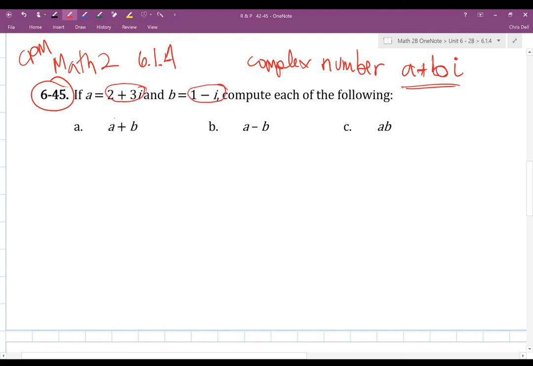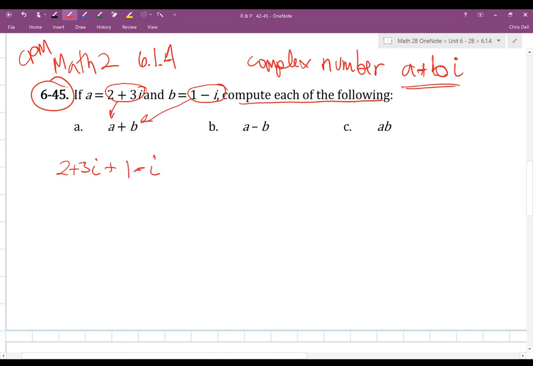So they want me to compute each of these. They want me to take a and add it to b. In other words, take a, which is 2 plus 3i, and add it to b, which is 1 minus i. So let's just write that out. It's 2 plus 3i plus 1 minus i.